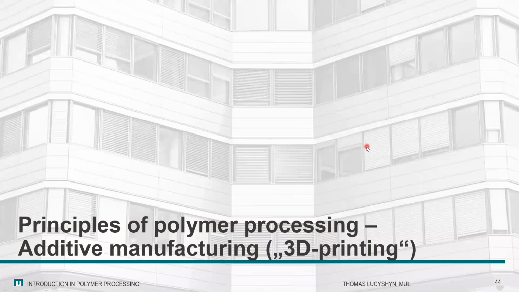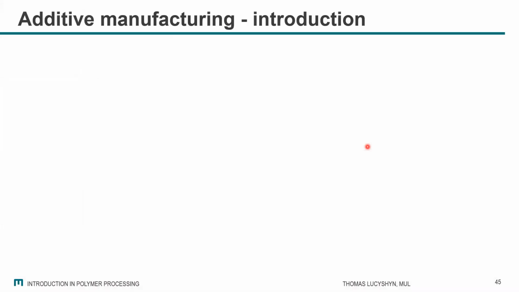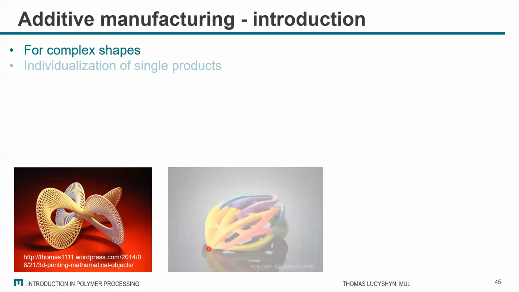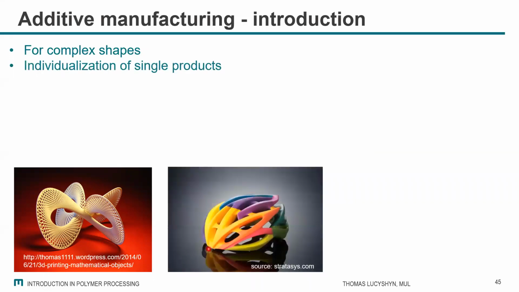Okay, the last process I would like to show you, it's really gaining increasingly more importance. It's the so-called additive manufacturing, also known as 3D printing, although this is one term for many processes. Some introduction. So why do we want to use additive manufacturing compared to other conventional processes? It's of course really enabling us to produce very complex shapes, which you cannot ever produce with conventional methods. It's also about individualization of single products.